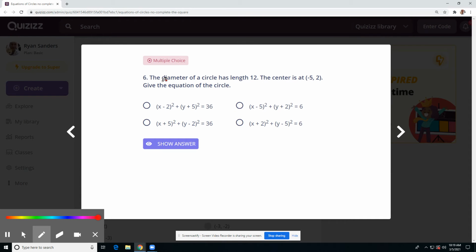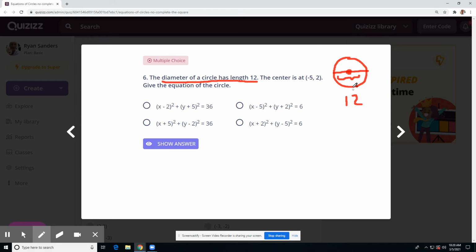The diameter of a circle has length 12. So remember, diameter goes through the center. So that diameter is 12. And the center is (-5, 2). So we need the radius. So the diameter divided by 2 is the radius. So 12 divided by 2 means 6 is our radius.